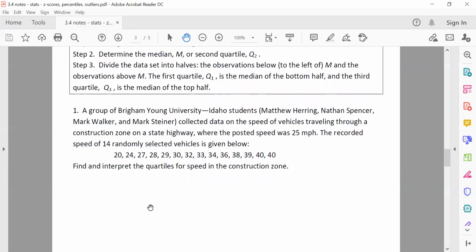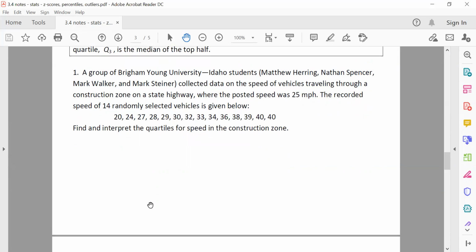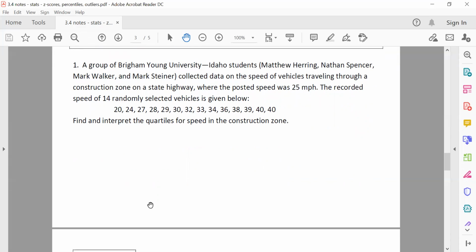So let's see here. A group of BYU Idaho students collected data on the speed of vehicles traveling through a construction zone on a state highway where the posted speed limit was 25 miles per hour.